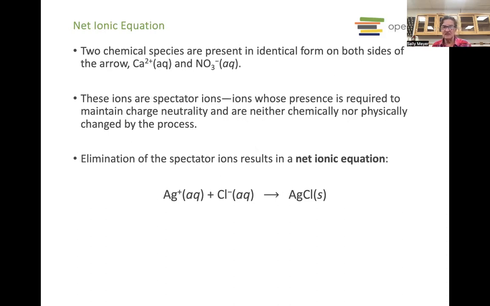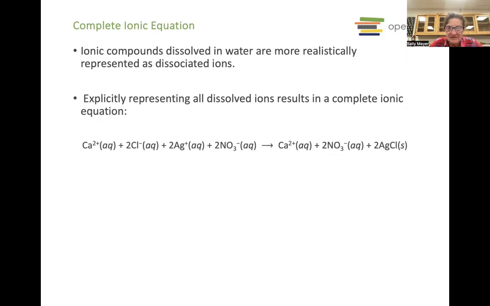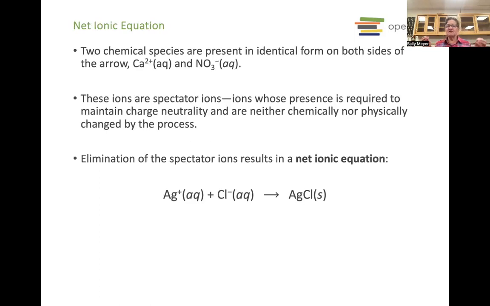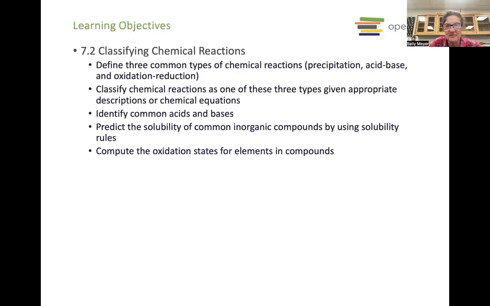So if calcium and nitrate didn't change, we call those spectator ions. They're the same on both sides. You can cross them out. And what you'll see actually changed is that silver plus and Cl minus ran into each other when they were mixed, and water couldn't hold them apart, so they became a solid compound. So this is the net ionic equation that represents what truly happened in our chemical reaction, makes it much easier to look at it. Doesn't mean the calcium and the nitrate aren't there. They're still there, but they're not changing in the reaction, so we leave them off.